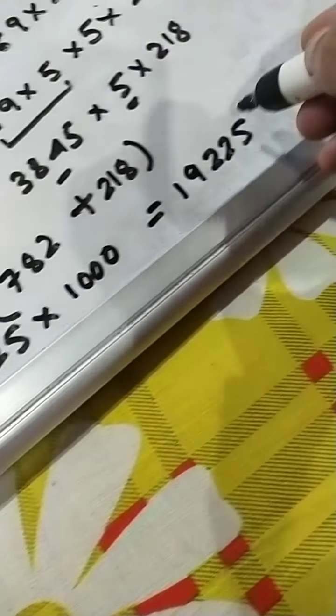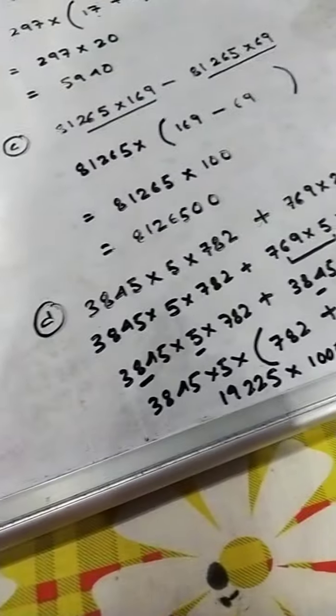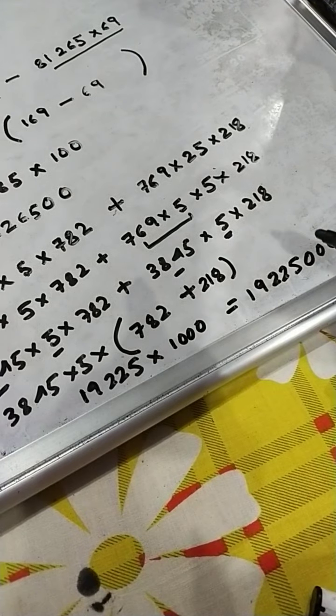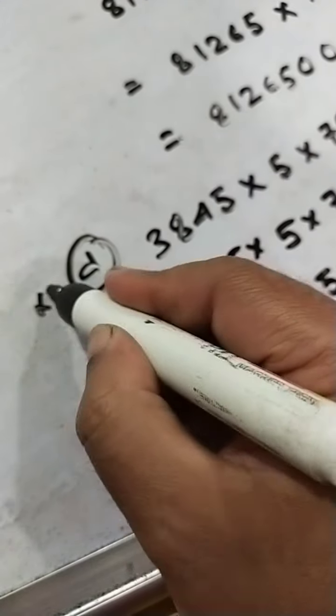19225. How many zeros are there? 3. So 1, 2, 3. So this is the final value of sum number D. Okay, and this is very, very important. Mark it in the book.